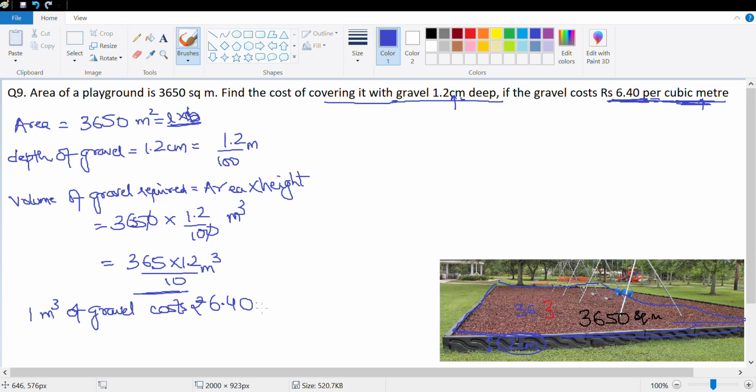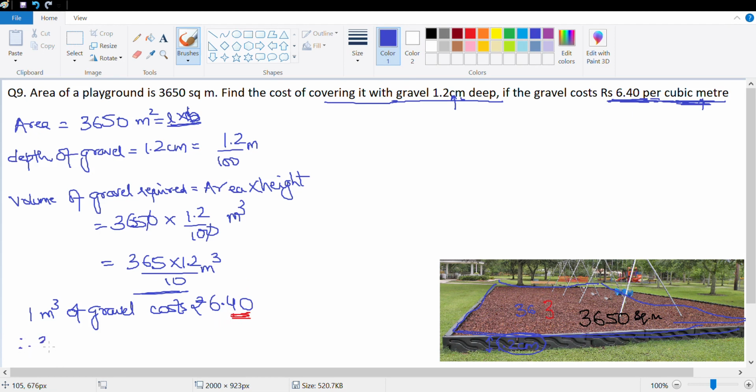6.40. Just a quick reminder, rupees money has to be given in 2 decimal places because we work in paisa system, which means 100 paisa make 1 rupee. That's why you should always give your answer in 2 decimal places. In case you will write your answer as 6.4, you clearly lose 1 mark.